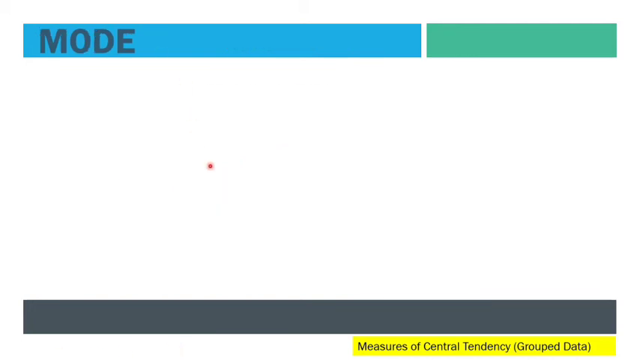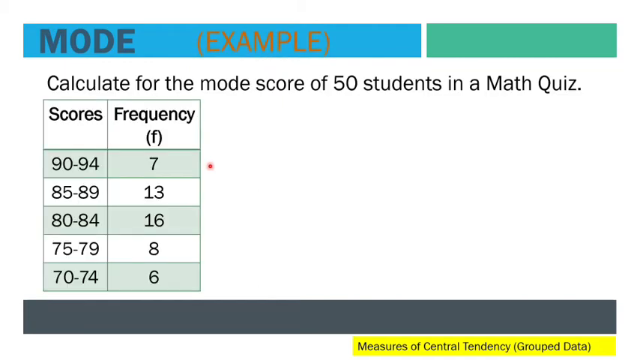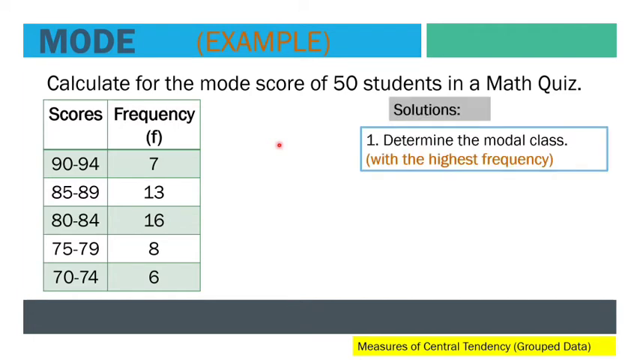For the example, we will use the same value or data that we used earlier for the mean and median. So the first step is to determine the modal class. That means the number or the class with the highest frequency. So we look at the frequency column. What number has the highest value? Yes, it's the number 16. So therefore, this is our modal class.